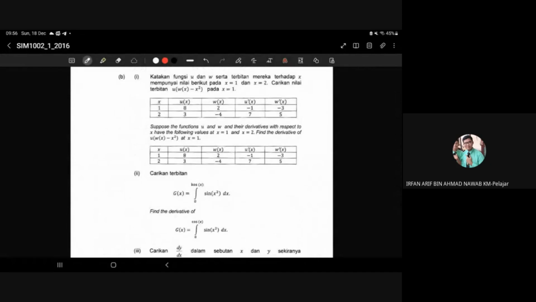You want a brush? Do I have? Oh, I'm sorry, I don't have a brush. It's in the store. Later, nanti kita tengok, okay?